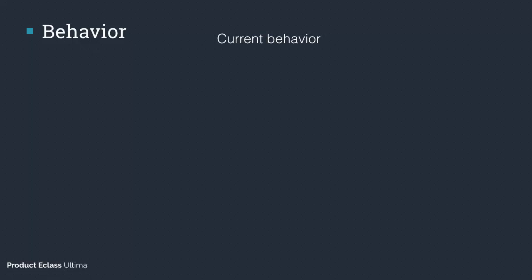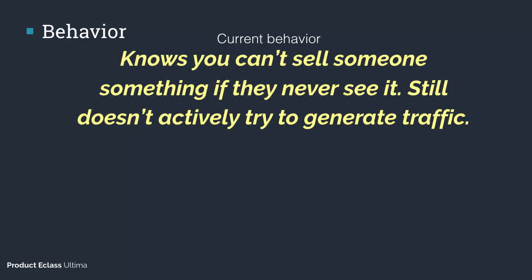Say the current behavior for a customer is knows it's impossible to sell somebody if they never see what you offer, yet still doesn't actively try to generate traffic. So in internet marketing, we see this very often. Our customers know they need to generate traffic consistently if they're going to make money. They know this to be a fact, yet no matter the case, they still don't actively day in and day out try to generate traffic.